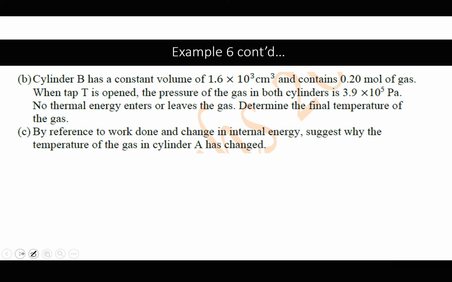By the way, such a system where no thermal energy enters or leaves the gas is said to be adiabatic. There is no heat exchange with the surroundings. No heat enters or leaves the system, so it is said to be an adiabatic process.